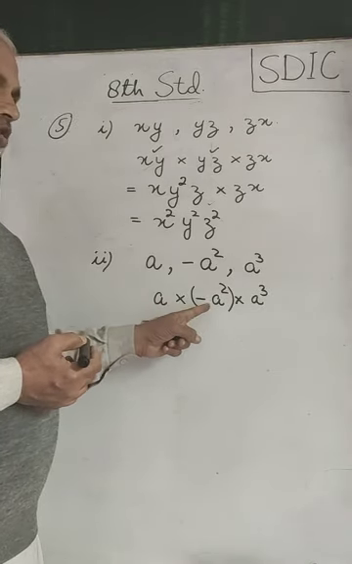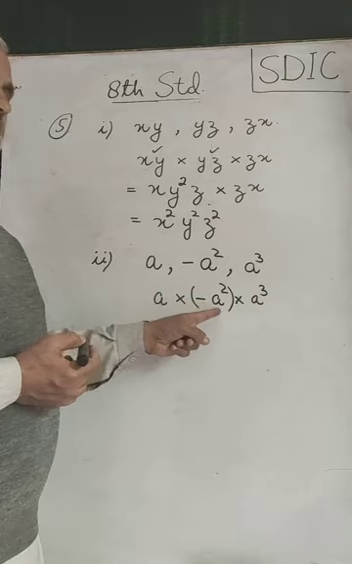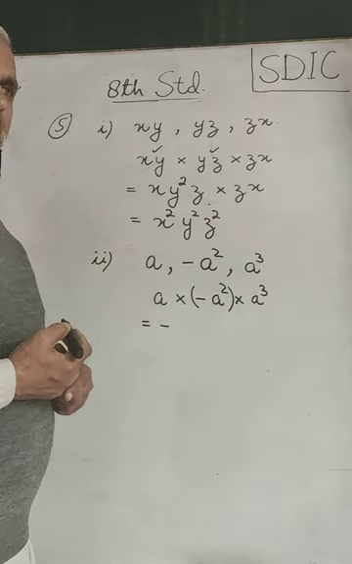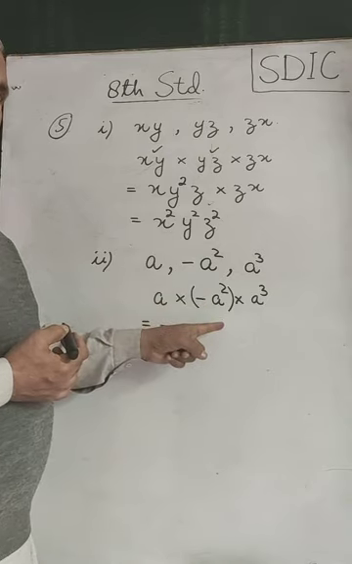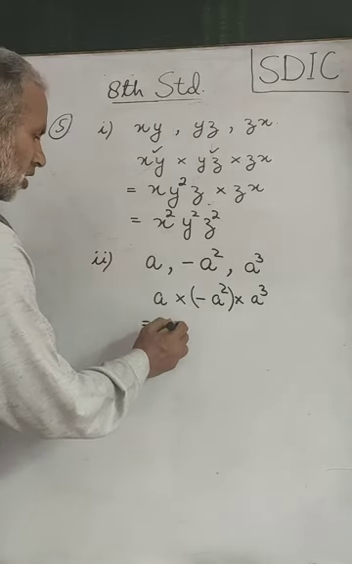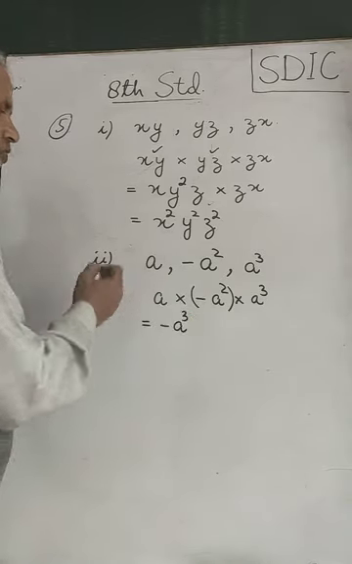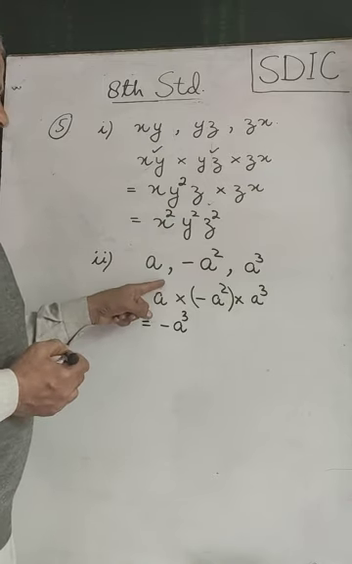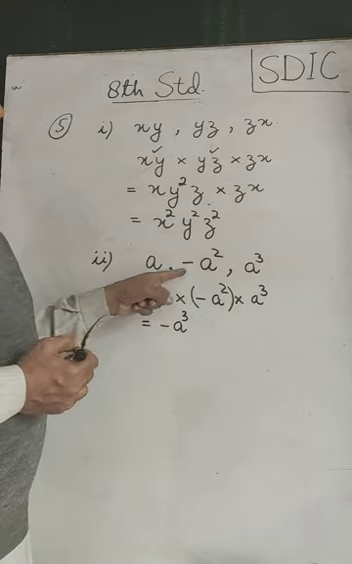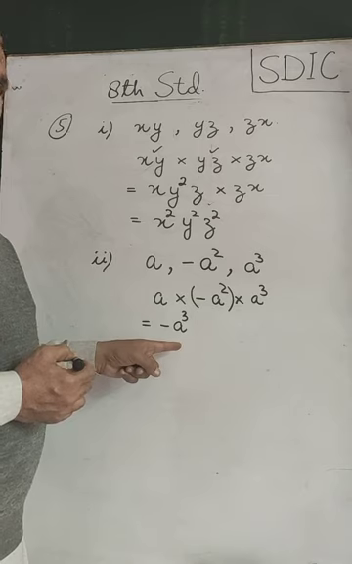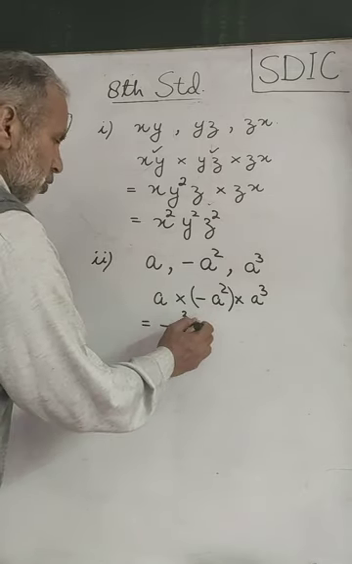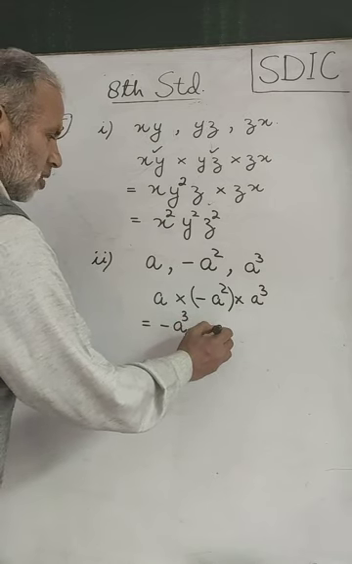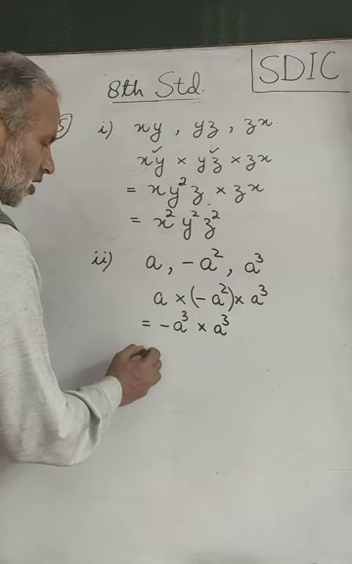Now, having multiplied the coefficients, now multiply the variable parts. We have a square. Here bases are same. Powers will be added. We will get a cube. Therefore 1 plus 2. Power of this a is 1. Power of this a is 2. 1 plus 2, 3 as per law. This is the product of the first two monomials. And this product of the first two will then be multiplied by the third monomial.